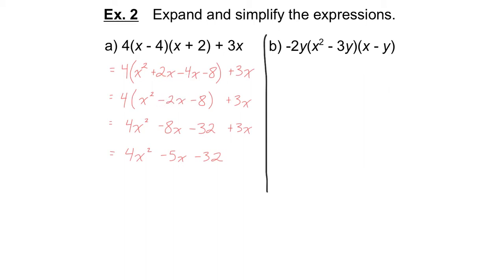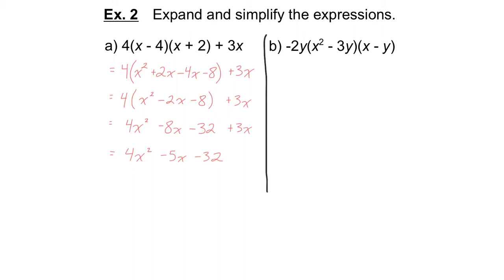Now I have simplified that, but it still has that 4 in front, so I've got to multiply everything by 4 now. 4 times x squared is 4x squared. 4 times minus 2x is minus 8x. 4 times minus 8 is minus 32. And I still have this plus 3x at the end as a separate term. But I have like terms. Minus 8x and plus 3x are like terms, so minus 8x plus 3x is minus 5x. So I simplified the whole thing to 4x squared minus 5x minus 32.